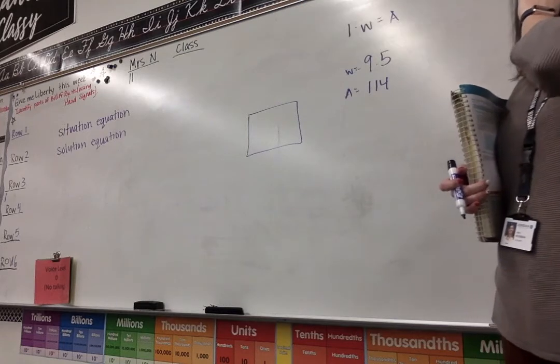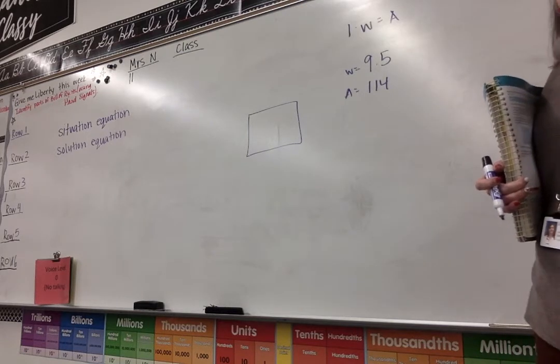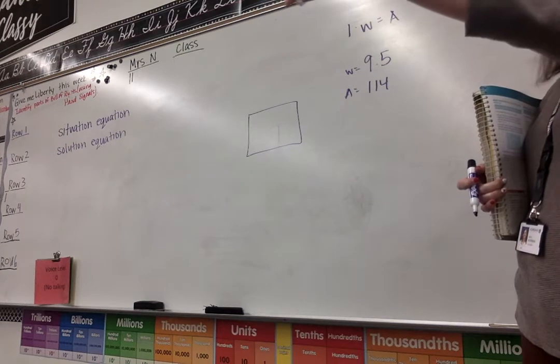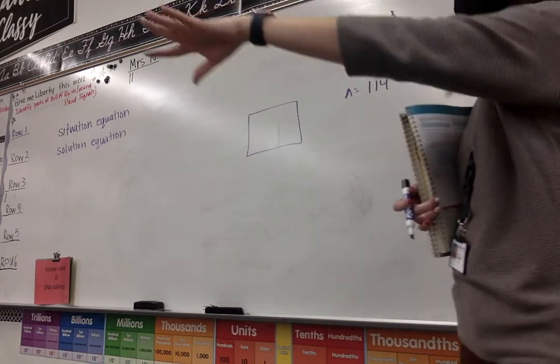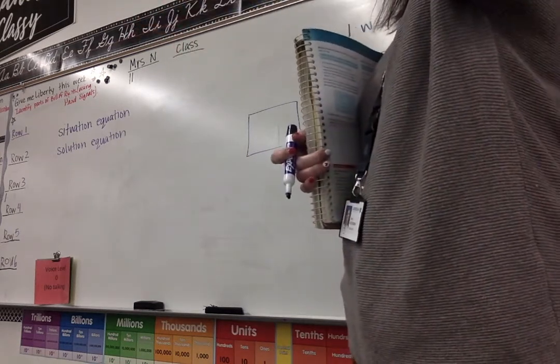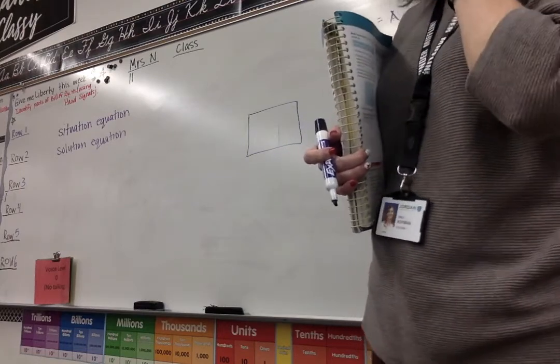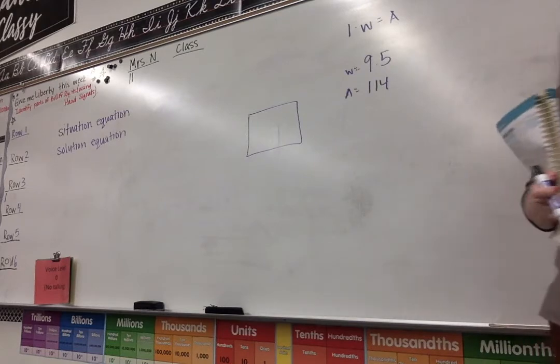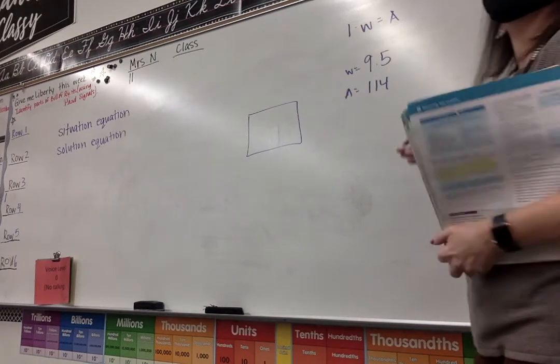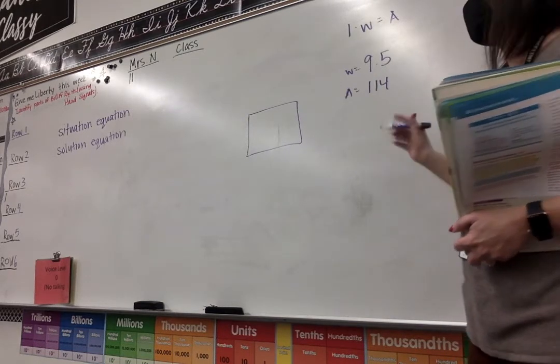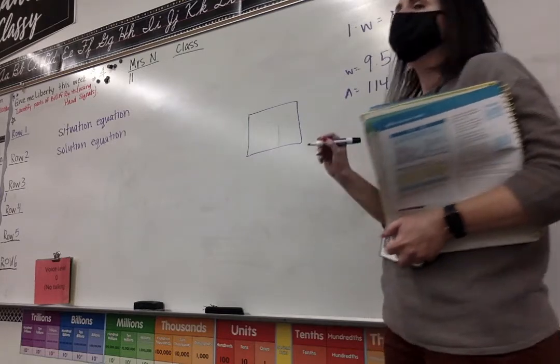Almost. That's right. That's correct. Good job, Lucas. Good, Brooke. There we go. You're close. So our situation equation is exactly what we're taking from the problem. 9.5 times L equals 114.